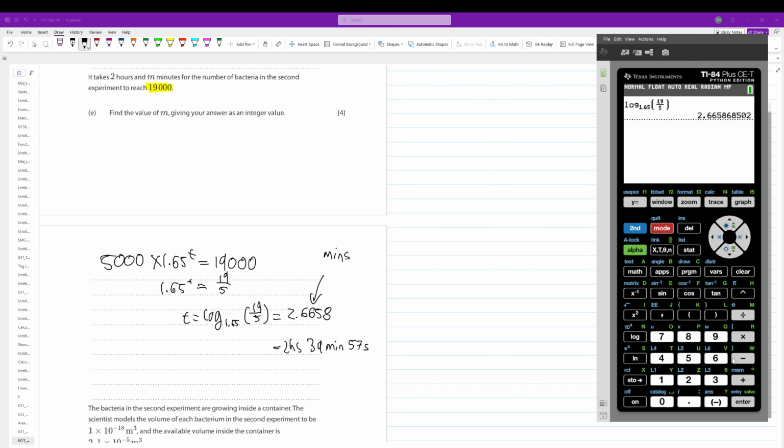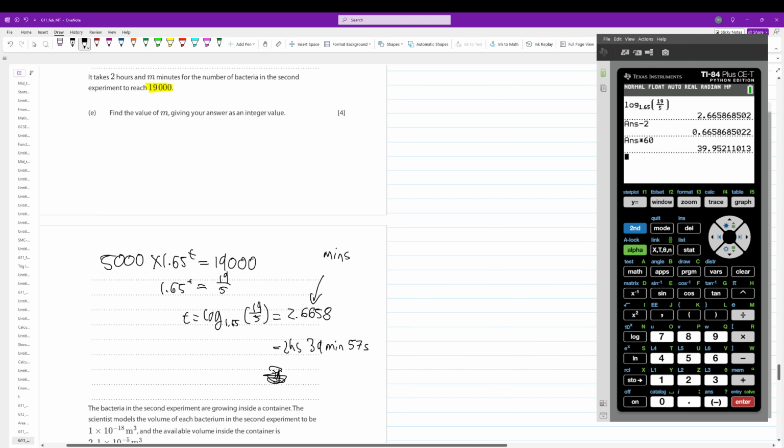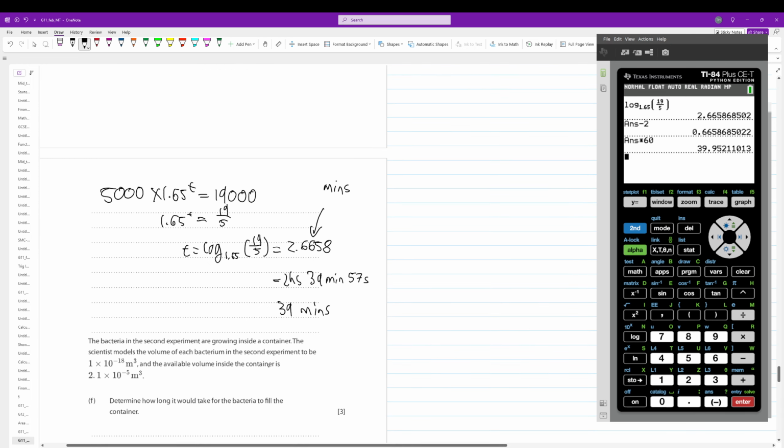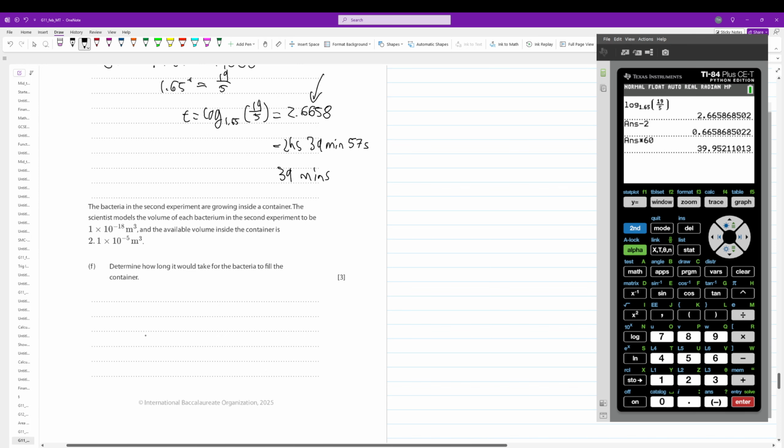So instead, we're going to take my answer. We're going to take away 2. There we go. And then we're going to multiply our answer by 60, being 60 minutes. So there we go. So I now know that that bit must be 39 minutes. Not much extra work, but there you go.